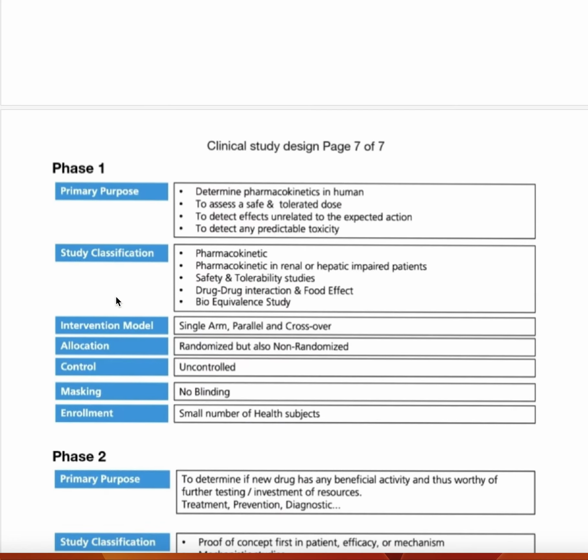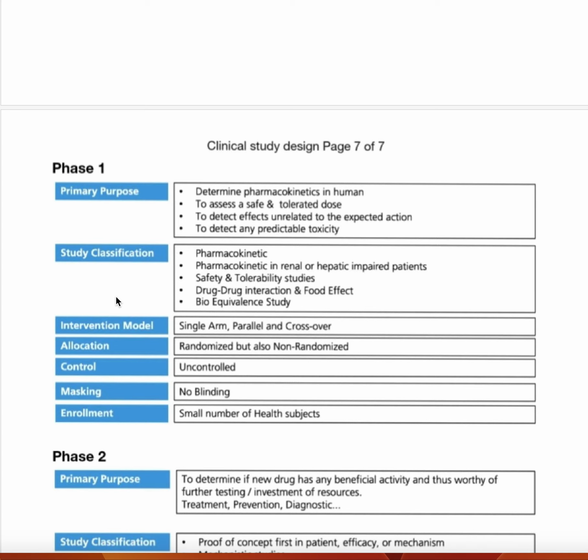So we will discuss what a phase 1 is again, but in other terms. The primary purpose is to determine the pharmacokinetics in humans, because we use volunteers to assess a safe and tolerated dose. It's important to know that, and to detect effects that are unrelated to the expected action. Like when we do the expected action and there are events or effects that happen which were not expected, and to detect any predictable toxicity. That's so important, that we make sure we determine and discover these things.